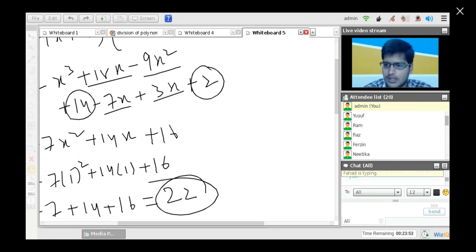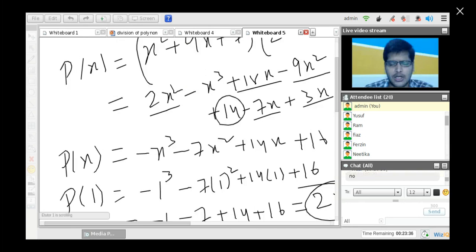Hence 1 is not 0. Why are we doing this by trial and error method? Is it trial and error, Furjan? What do you mean by trial and error? Trial and error is nothing but you check out whether... but we are not doing any trial and error.